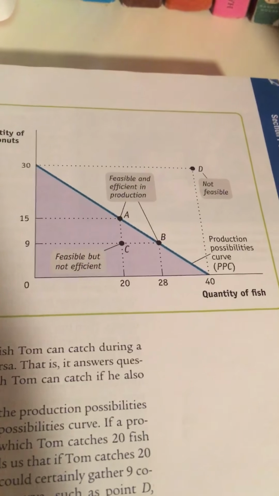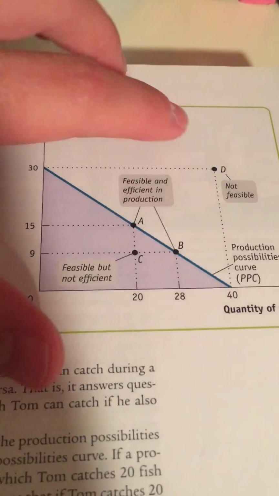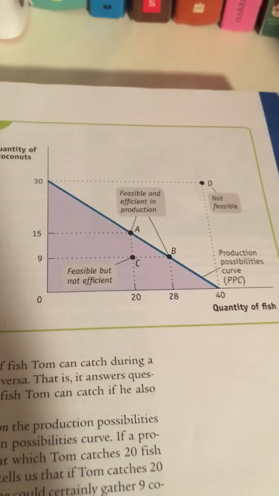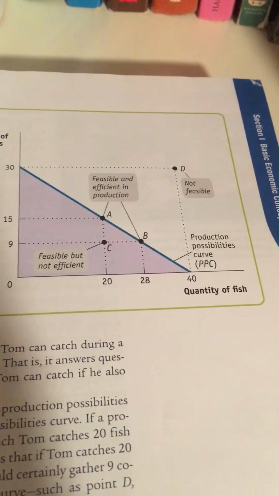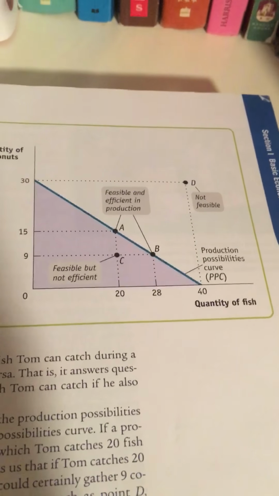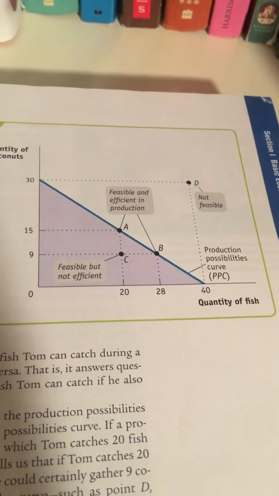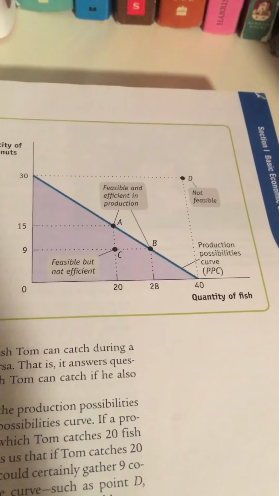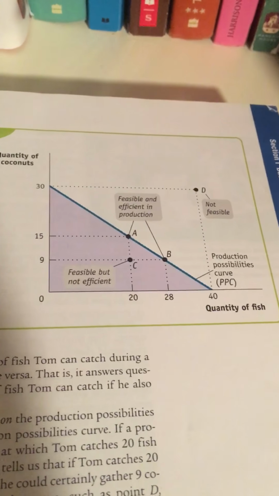If the point is above the curve, like point D, right there, where Tom becomes a superhuman and catches 40 fish and gathers 30 coconuts, it is considered unattainable and not feasible.